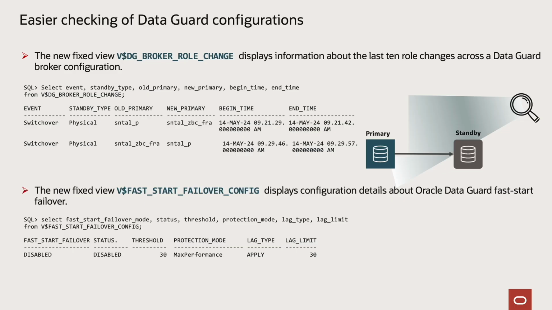Then there is the new fixed view DG_broker_role_change, which displays information about the last 10 role changes across a DataGuard broker configuration. Then the new fixed view fast_start_failover_config, which displays configuration details about Oracle DataGuard fast start failover.